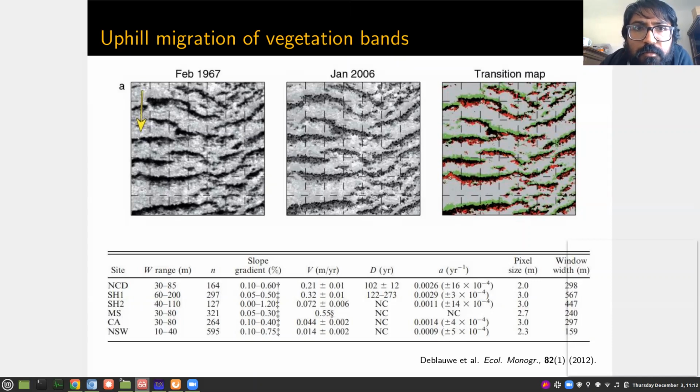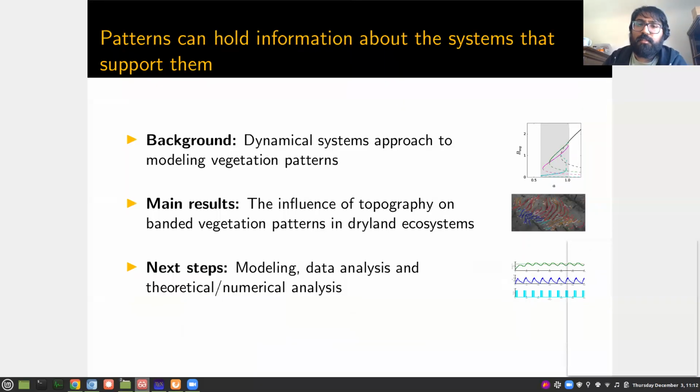Okay, and so that's just a really brief introduction into what I'm going to be talking about, these dryland vegetation patterns. And so what I'm going to do now is give you a little bit more background into the patterns and how we can model them. And then I'll talk to you about some main results.